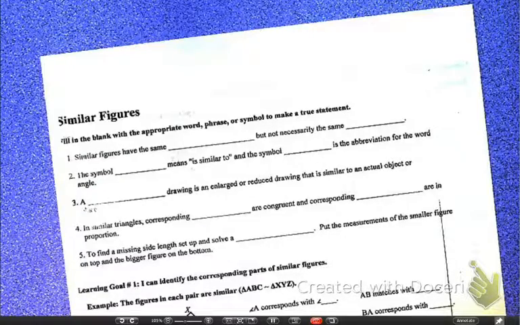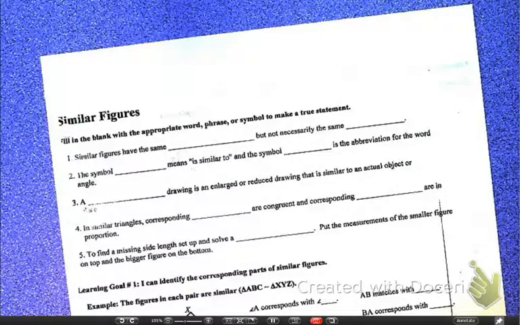New unit is on similar figures. In IM1, you talked about congruent triangles. Everyone remember congruent triangles? Yeah? Remember talking about side angle side and side side side and all of that stuff? We're not doing that today, but we will be doing that next week.